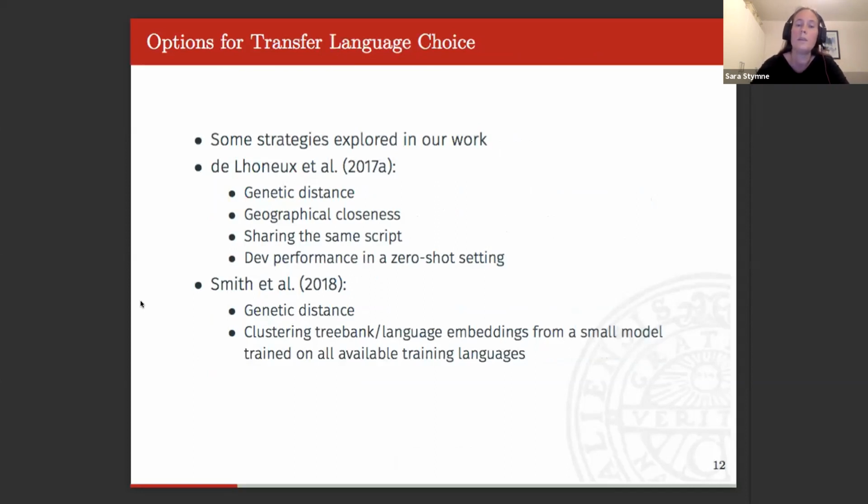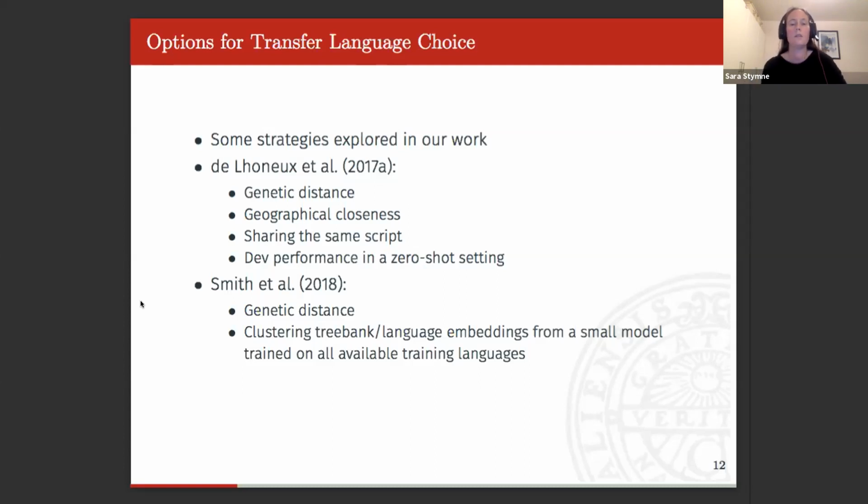So I will just exemplify this by some strategies we have tried to use in our own work coming out of the parsing group in Uppsala. So in our CoNLL 2017 submission, we tried to use 4 different criteria. Here we trained multi-source models where we used more than one transfer language for very low resource languages. So we used, again, genetic distance as many others. We also picked languages that were geographically close, because contact languages, of course, can often influence each other. Since our parsers are using character embeddings, we try to include a language which shares the same script.